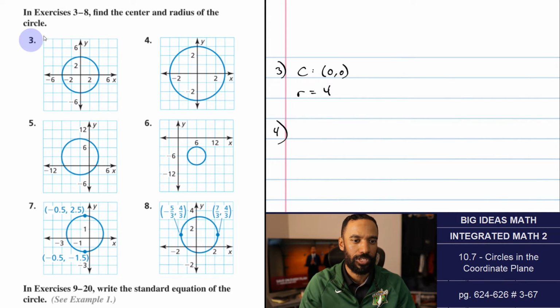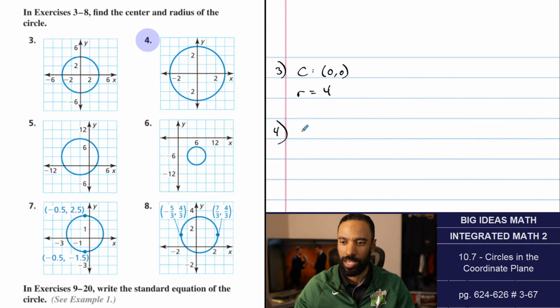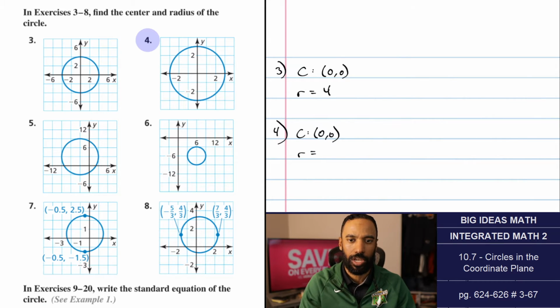Number 4, this center is also at the origin. So center is at 0, 0. And for this radius, these are going by 1's this time. That's going 1, 2, 3. Radius is 3.